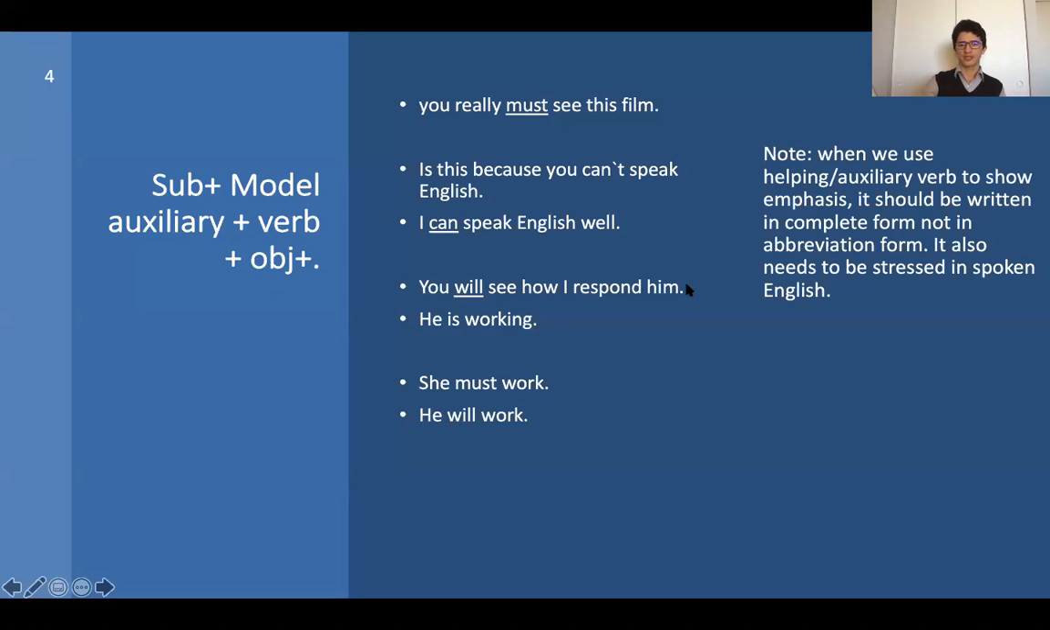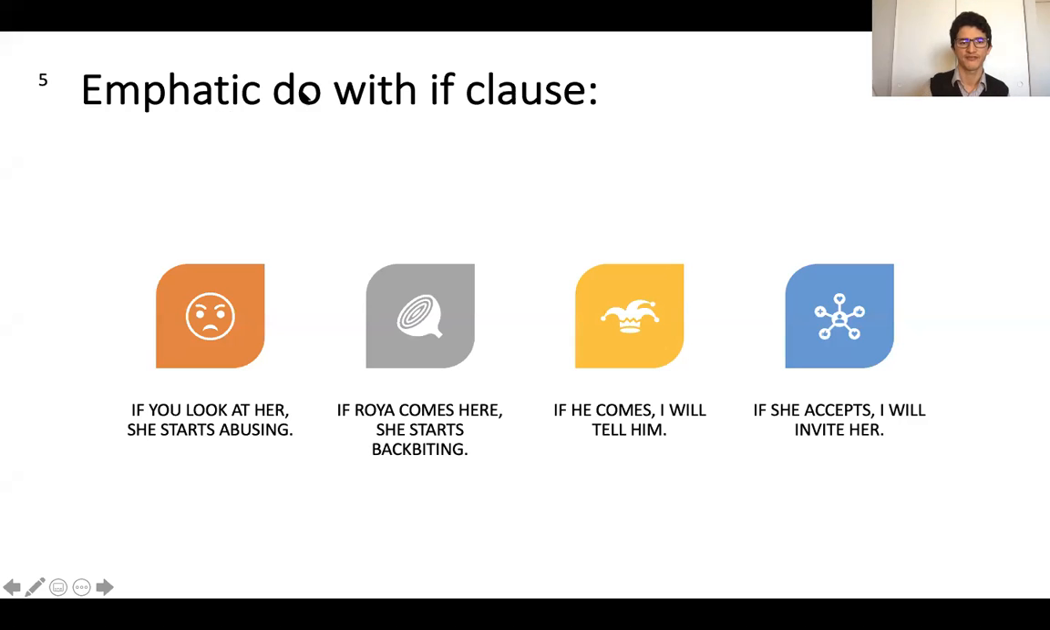Okay, so the next way is emphatic do with if clause. You're also able to make emphatic sentences with an if clause, like this. If you look at her, she starts abusing. If you look at her, she starts abusing. If you try to look at her, what does she start? Abusing, and she shows her discomfort. If. So you put a stress on if here.